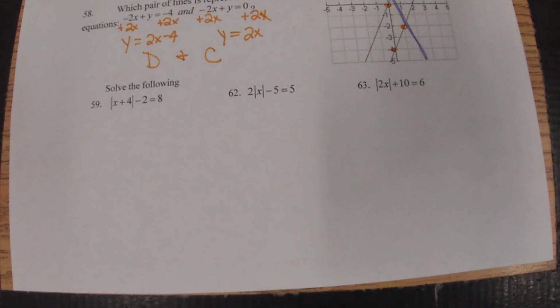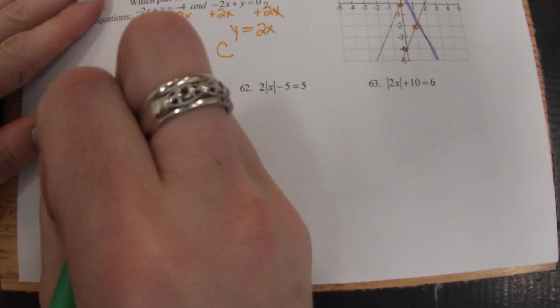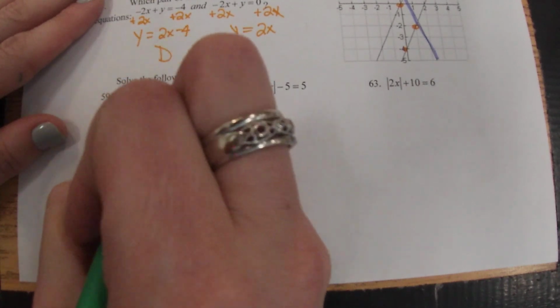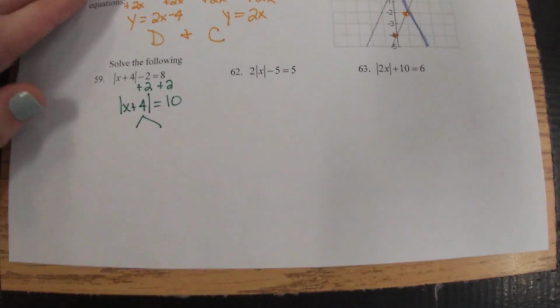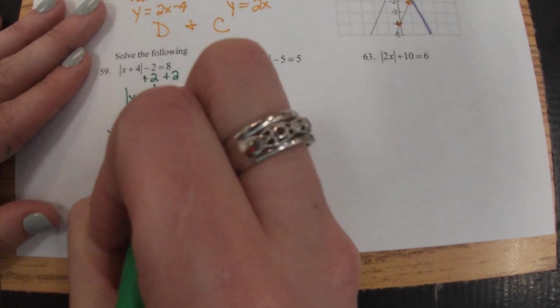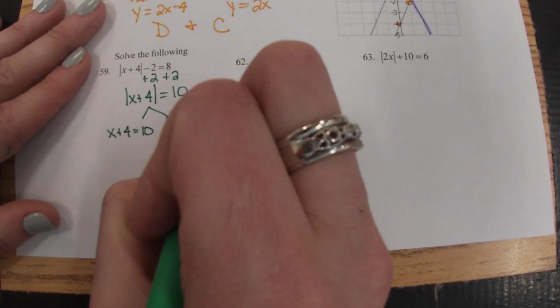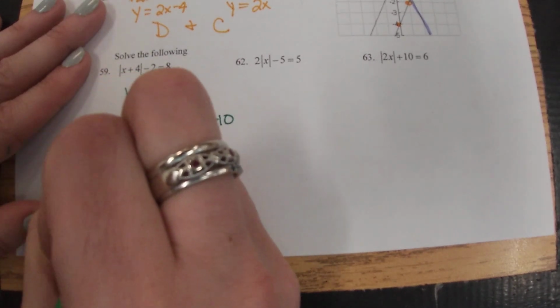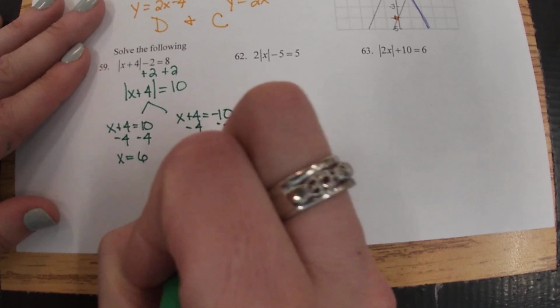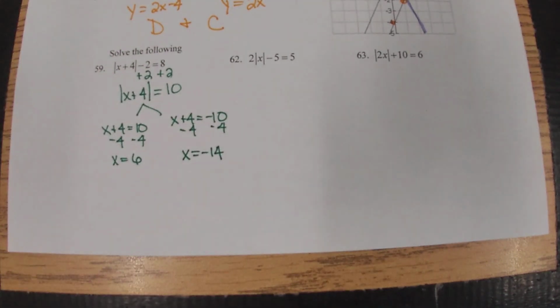Okay, so if I want to solve the following, I'm going to undo this. Absolute value, I'm then going to do both options. I undo absolute value bars by one positive and one negative. So I have two answers, 6 and -14.